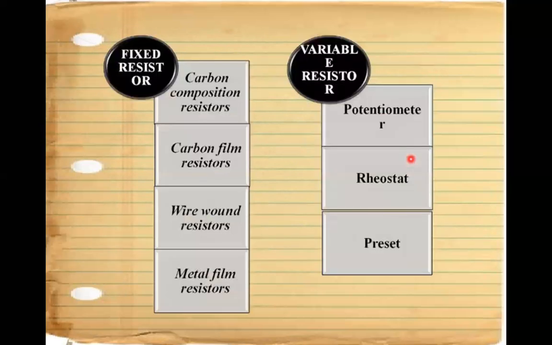There are different types of resistors: fixed resistors and variable resistors. Under the fixed resistors, you have carbon composition resistors, carbon film resistors, wire wound resistors, and metal film resistors. Under the classification of variable resistors, you have the potentiometer, the rheostat, and preset resistors. Let's understand now.